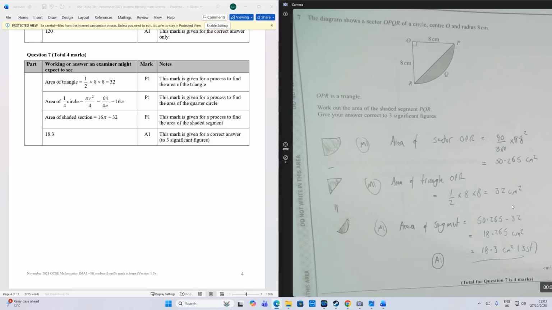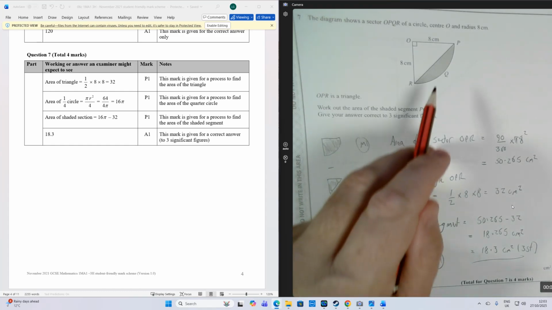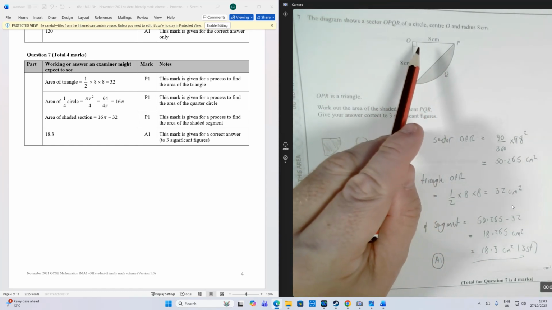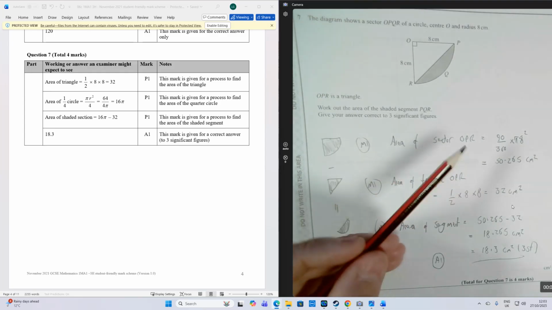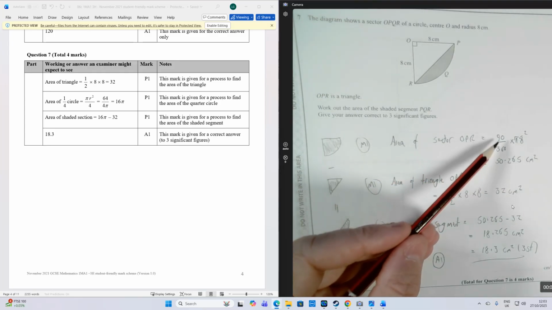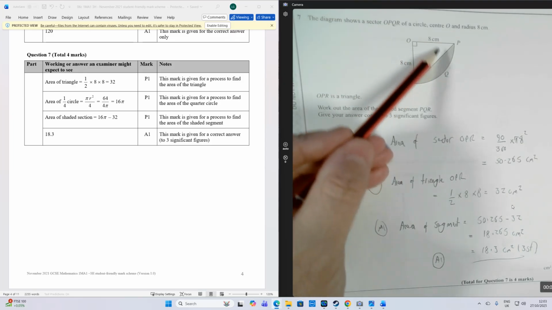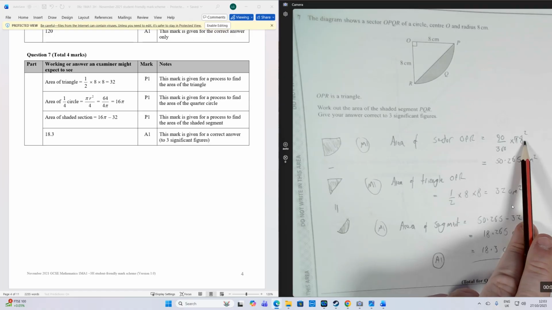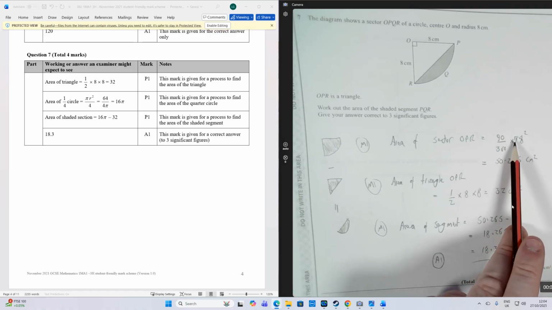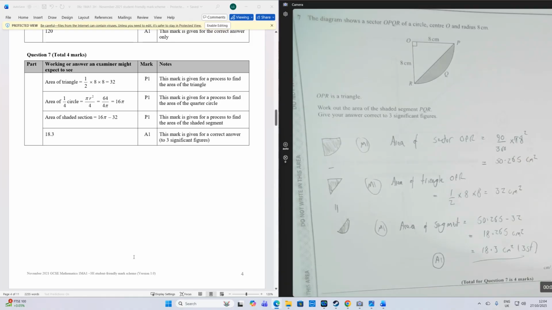Okay, so I think the way to do this is to first of all find the area of the whole sector, which is a quarter of a circle, and we can tell that because we've got a right angle there. So we're going to do 360 degrees divided by 4, or we could write it as 90 over 360. Either way, it's a quarter of a full circle, and a full circle is pi times the radius squared. So 90 over 360 times pi times 8 squared. So the area of that full sector is 50.265 centimetres squared.